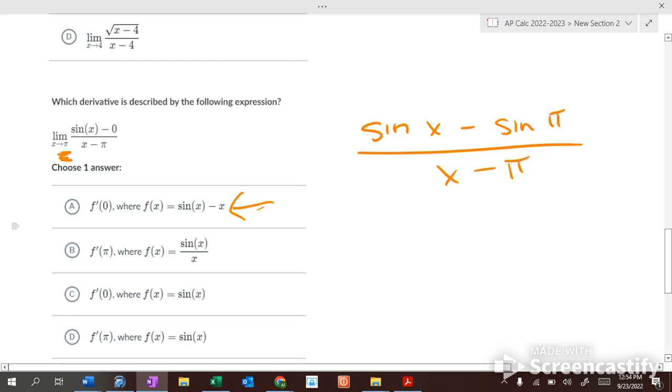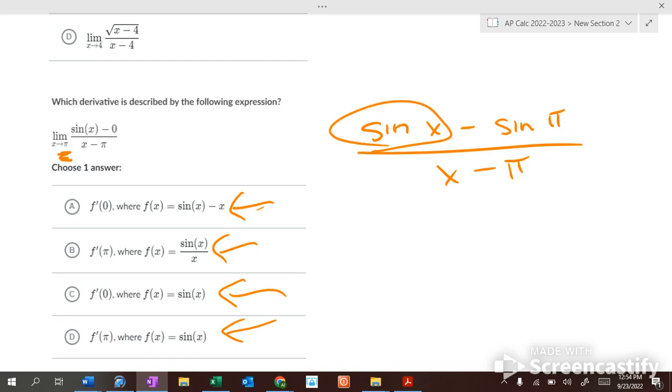Is it this one? Are we subtracting the x on this part? No. Is it this one? Are we dividing by x? No. So it's either this one or this one. It's the sine of x. Now, why is it D versus E? Because the x is the pi. We're going towards pi. Just because this is 0, well, that's the sine of pi, and the sine of pi is 0. That's why there's a 0 there. So it's x minus pi. See how that works?